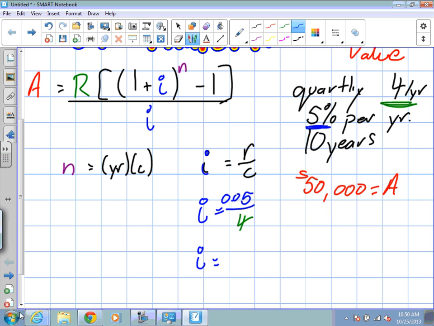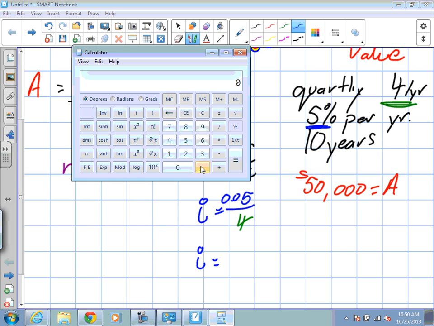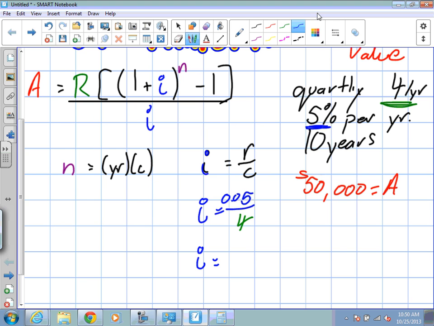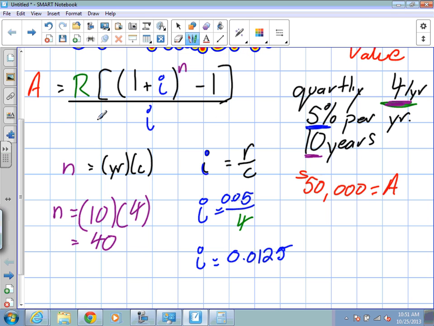Do I have a calculator? 0.05 divided by 4 is 0.0125. Okay, so we figured out our I. Our N in this case is the number of periods. So how many times do we put money in the bank? We said we wanted to do it in 10 years, so our years are 10. And our compound period is 4 again. So that means we do it 4 times a year for 10 years. We do this 40 times. So what that's telling us is that we're going to make 40 investments. We're going to put in 4 times a year a certain amount of money. We need to figure out how much money we have to put in 4 times a year to get $50,000.